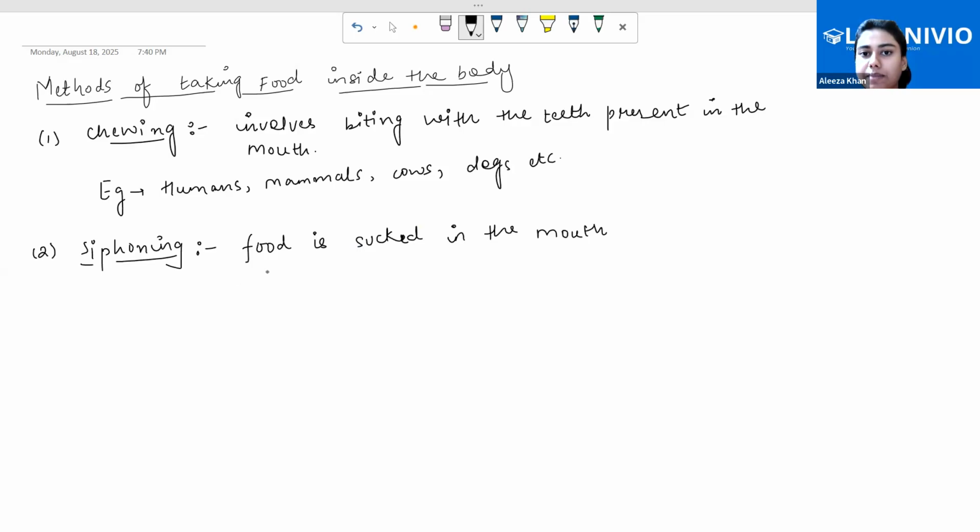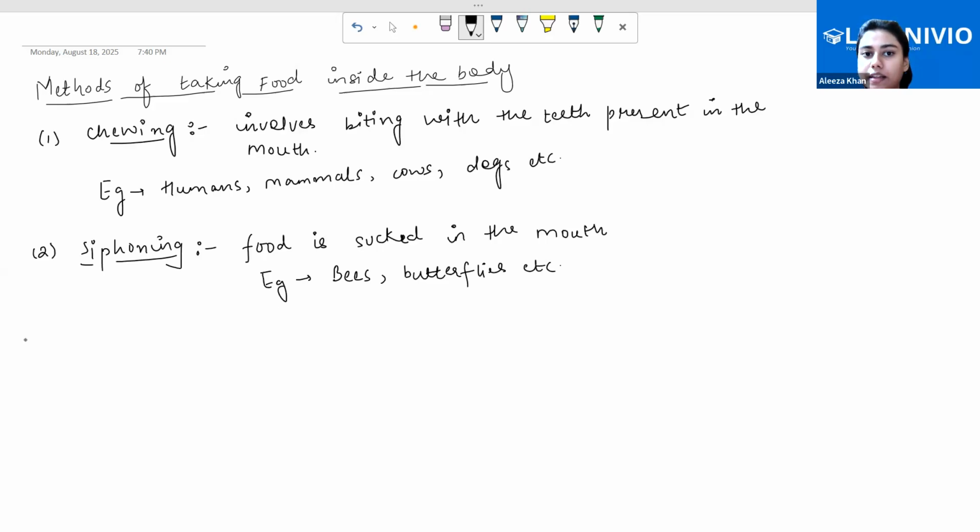Can you give me an example for this? Like the way we use a straw. Sucking, yes. Examples are bees, butterflies. They all suck the nectar. All these suck the food.